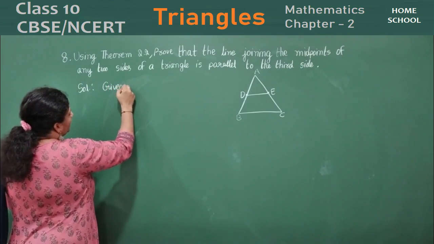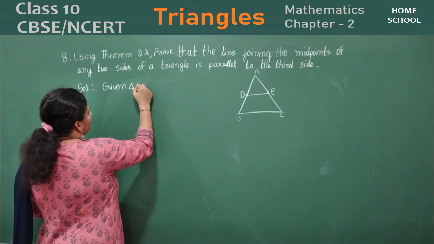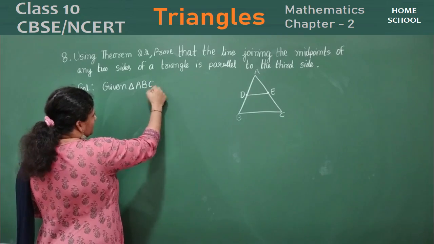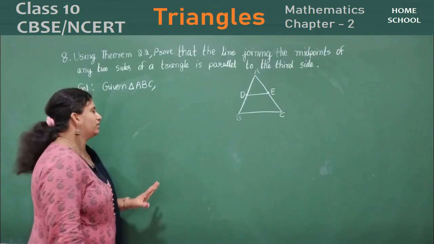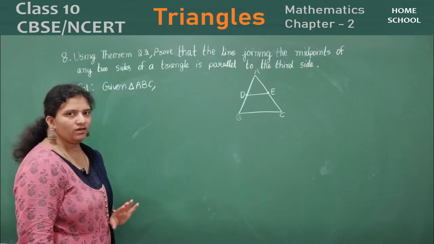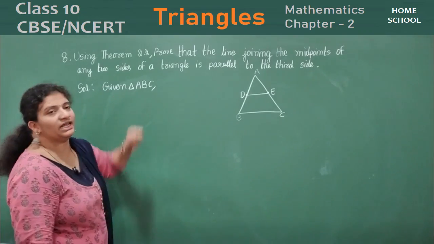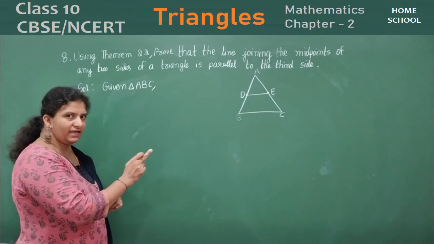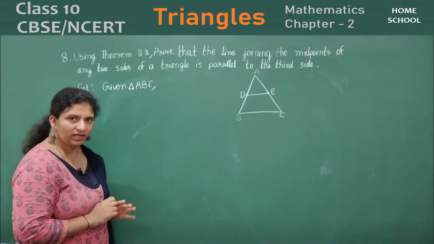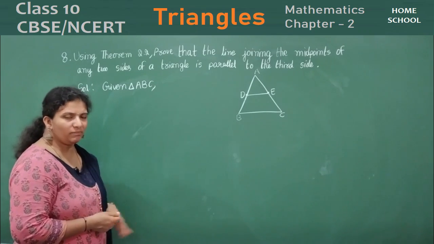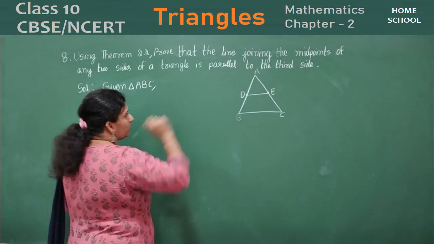With the given data, we need to start. What is given here? Given triangle ABC. They have given us a triangle. We have marked ABC, but not only ABC, any letters you can write there: PQR, LMN, any letters you can use. So, given triangle ABC.